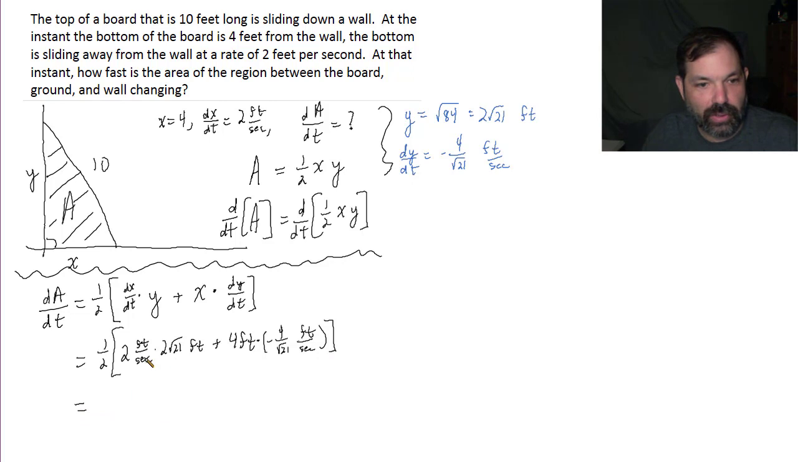So now let's look at the units on these. Feet per second times feet, that's square feet per second. That's a change in area with respect to time, so the units look good. All right, so let's see. We've got 1/2 of 4 root 21 square feet per second minus 16 over root 21 square feet per second.